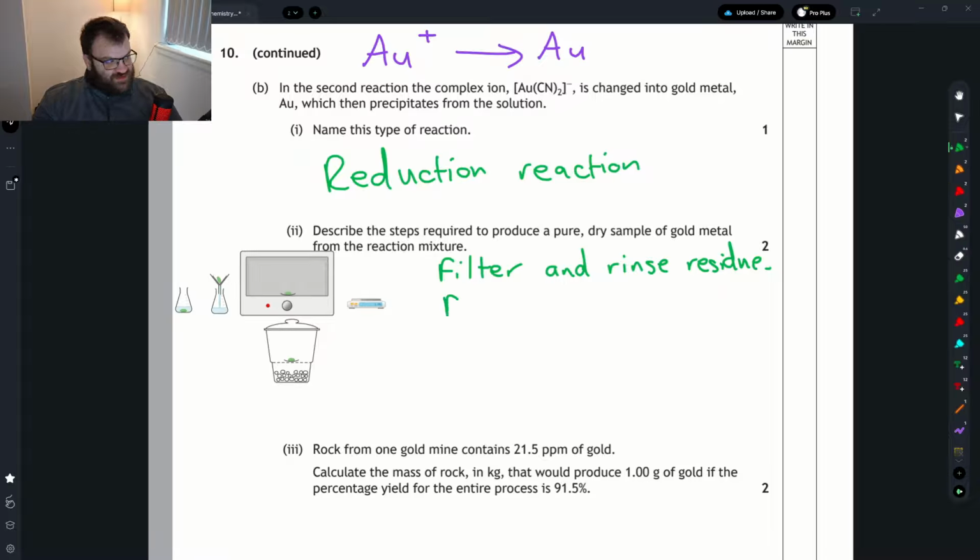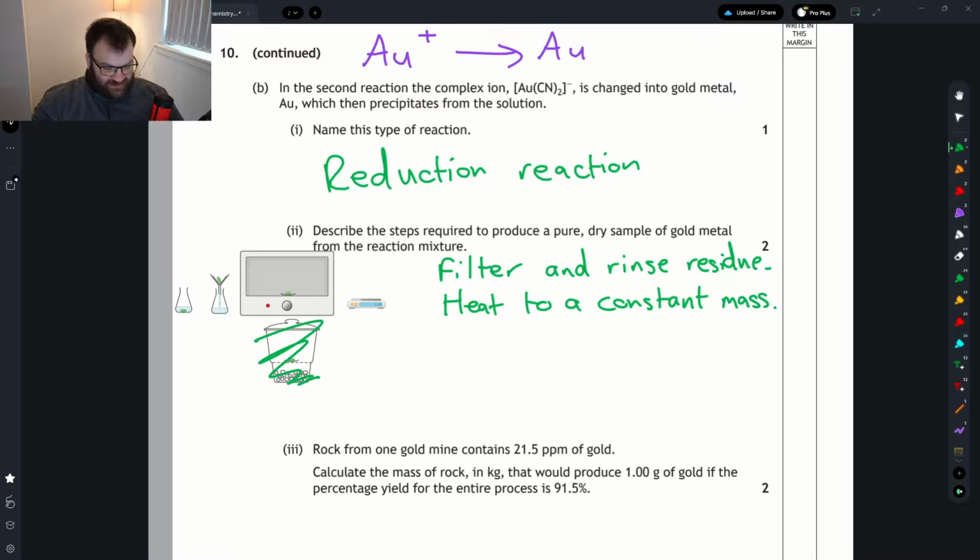Next thing I wanted to do is we want to heat to a constant mass. That way we've dried off. That means we'll have no water in it, which we're asked to do. I've got here a desiccator. Desiccators allow you to cool it down without any water being reabsorbed, so it prevents the reabsorption of water.